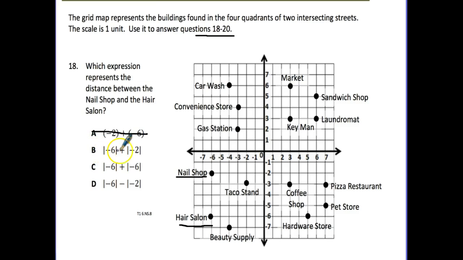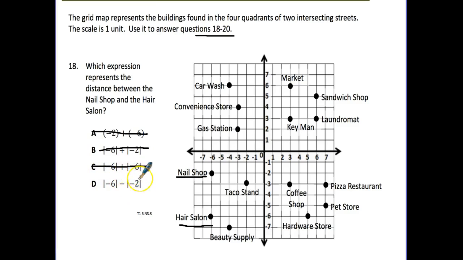I have -6 plus -2. Well, I want the distance between these two. So adding would not be correct. I would not be adding that. -6 plus -6. Well, that would be adding the X, and that X did not change.